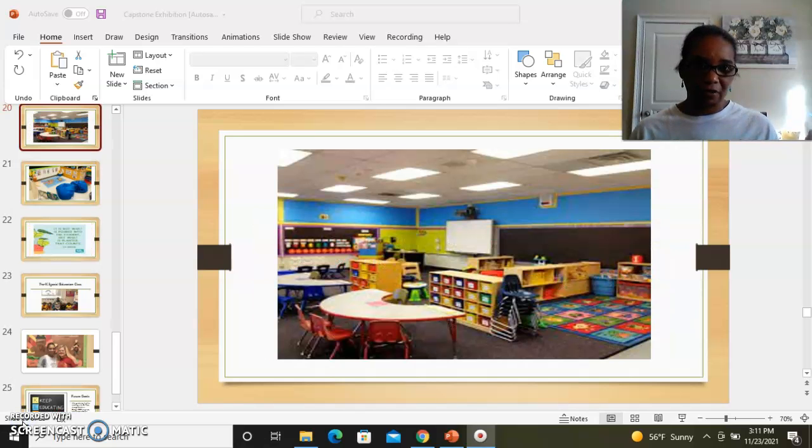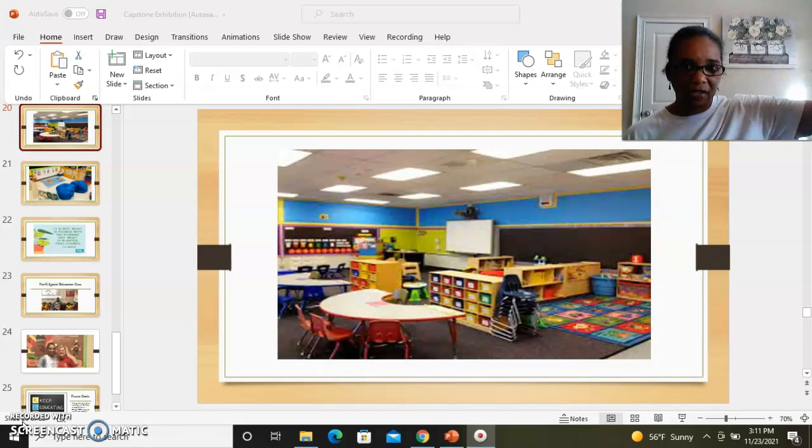Here's another picture that I really like. I really like how the tables are lowered for your students. Especially for your 3-year-olds and 4-year-olds, you want to be on their level and have eye-to-eye contact.